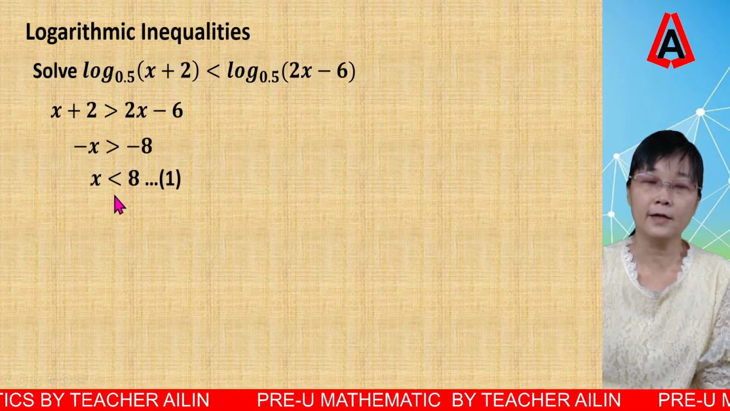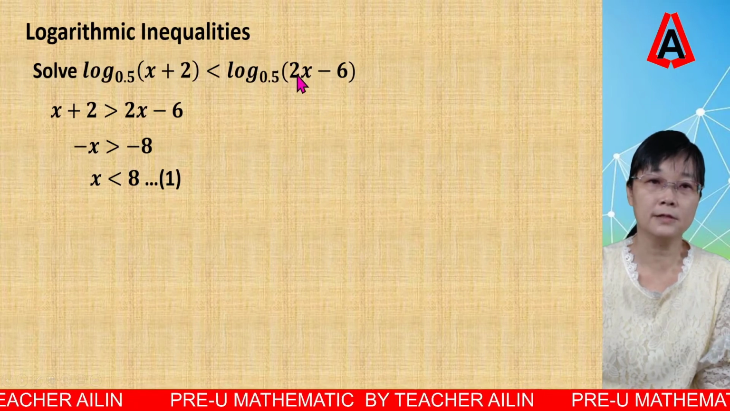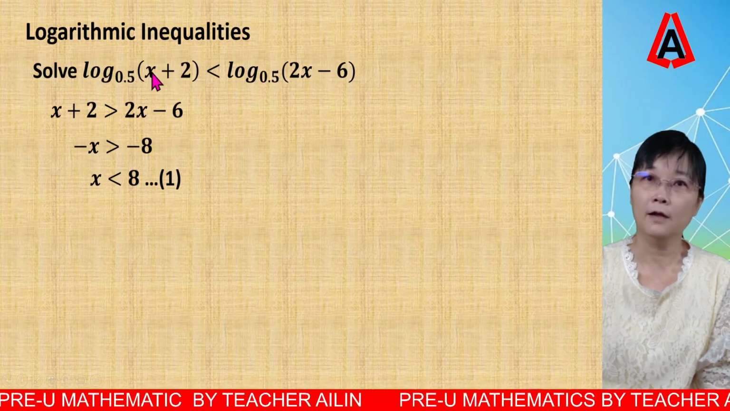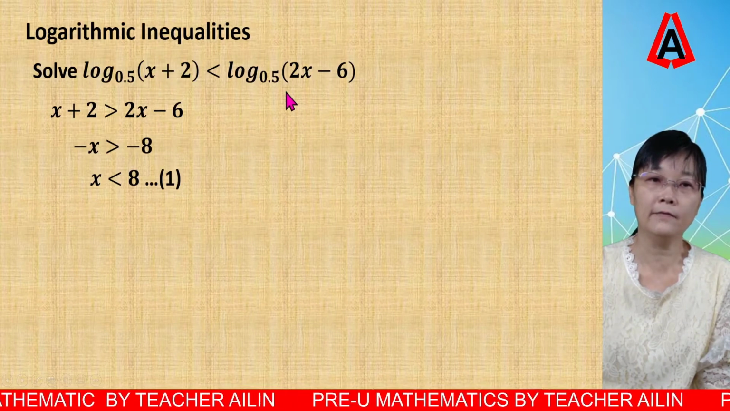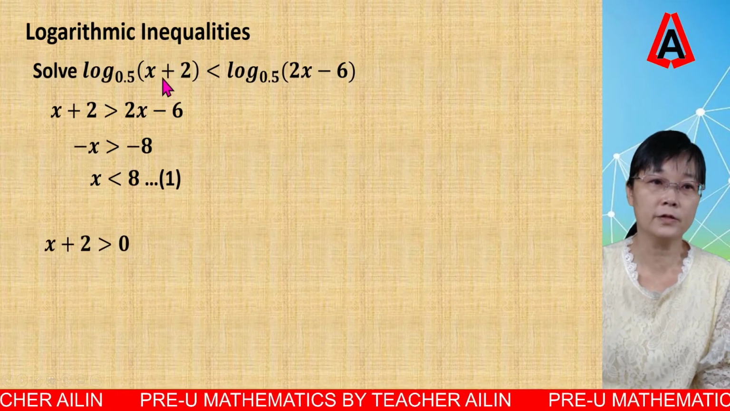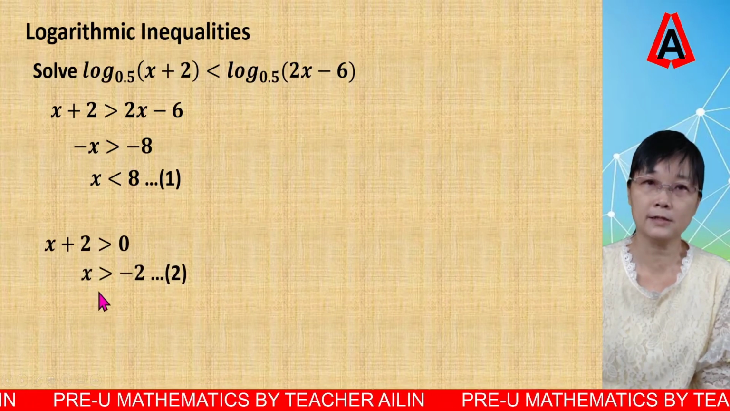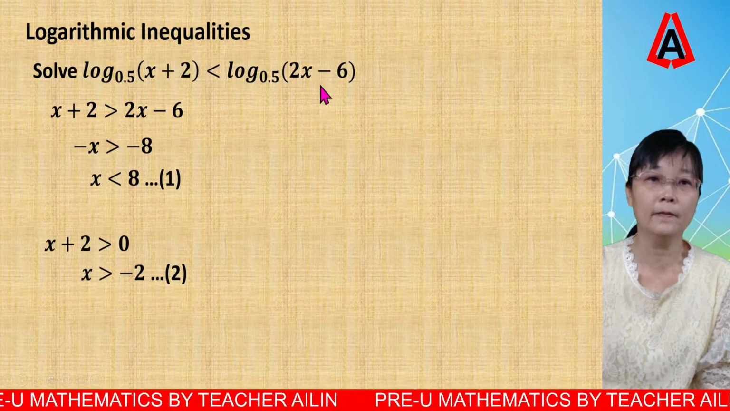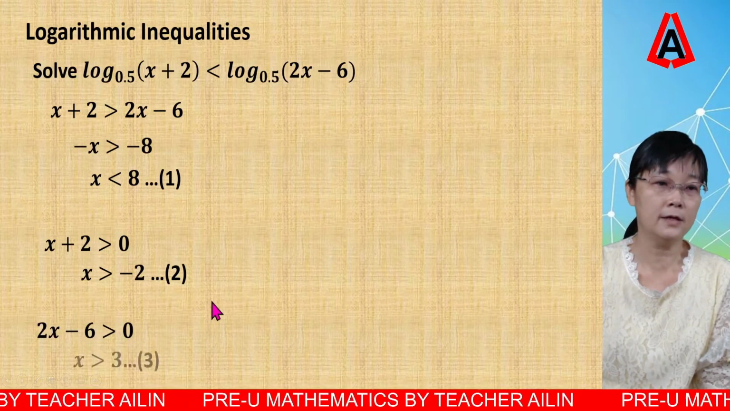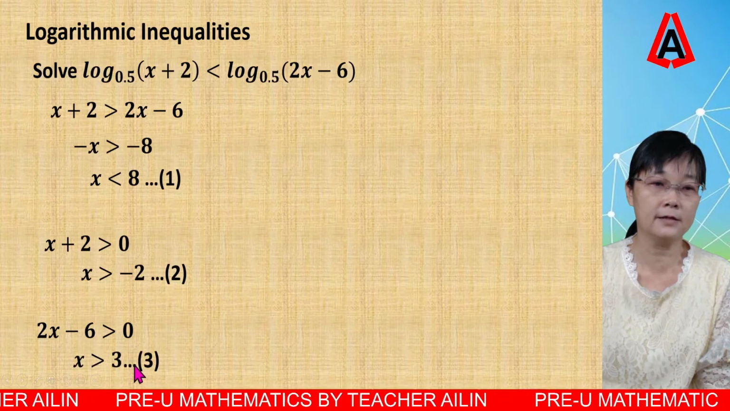And this is not the final answer because we still need to consider the values of x in each of the logarithmic terms on the left and on the right. So for the first one, x plus 2 should be greater than 0, then x should be greater than negative 2. Then 2x minus 6 should be greater than 0, and finally x greater than 3.